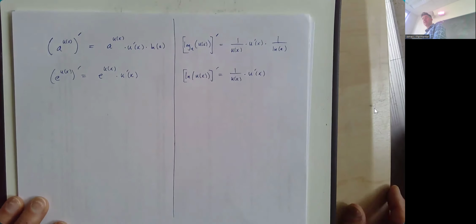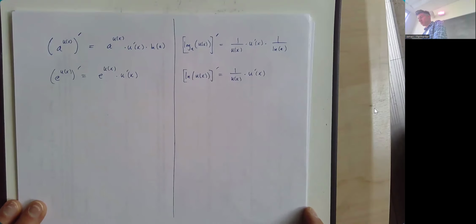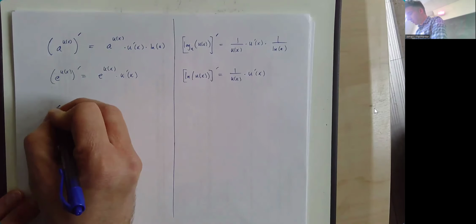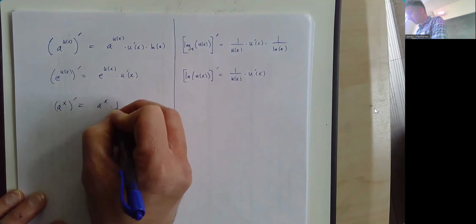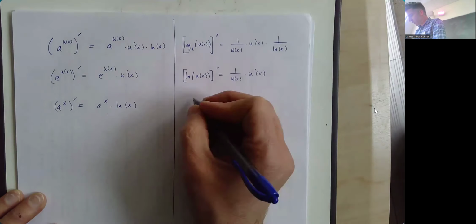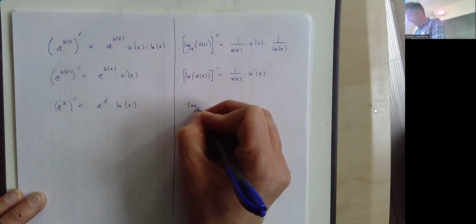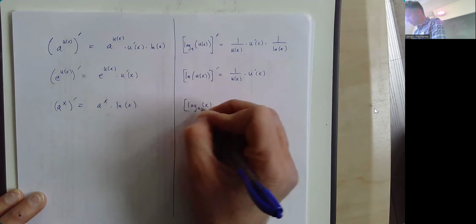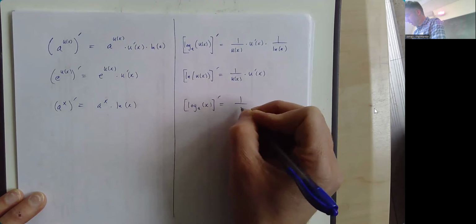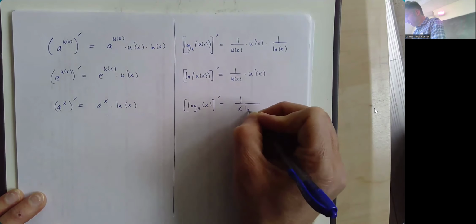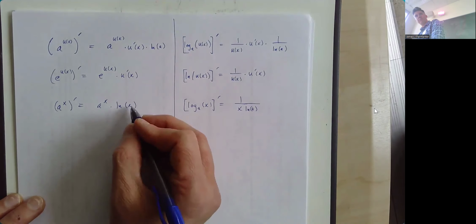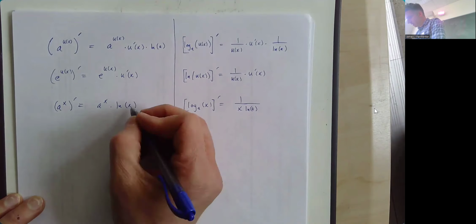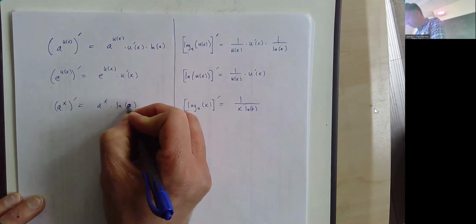And then we also have the non-changeable versions of these formulas. If you have just the derivative of a to the x, it's a to the x times the natural log of a. And the derivative of log base a of x is 1 over x natural log of a. Oh, I wrote the wrong thing there. Don't let me get away with that. This should be a natural log of a.